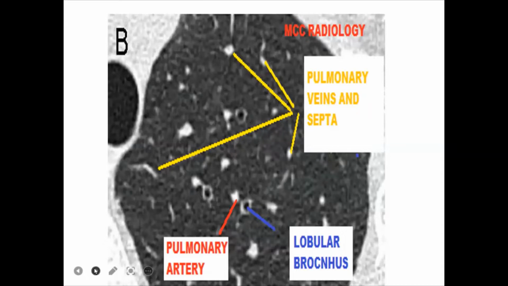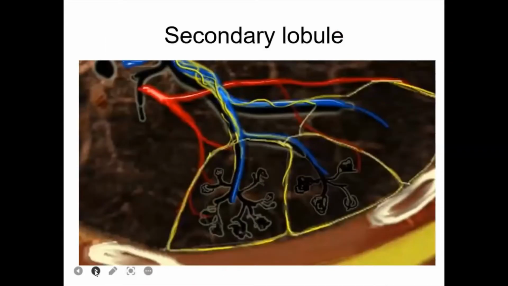First of all, let us go through the anatomy a little bit. Here you can see this hexagonal structure is the secondary lobule, and this is the pulmonary artery. It always runs parallel to the bronchioles and alveoli, and this is the perilymphatic area. The perilymphatic area contains pulmonary artery, pulmonary vein and septa. So this is how you can make out.